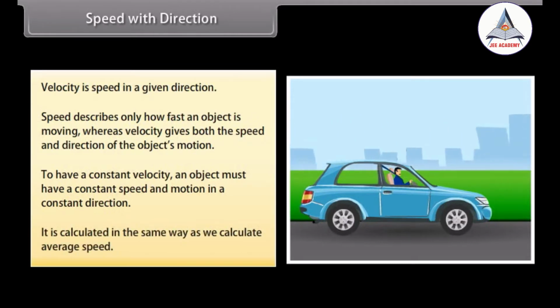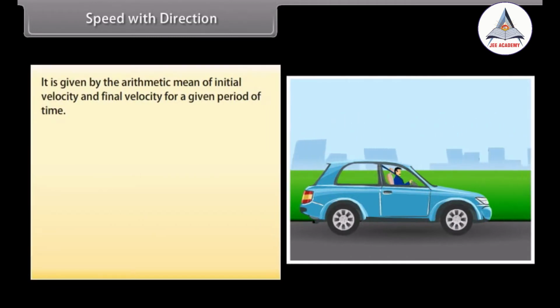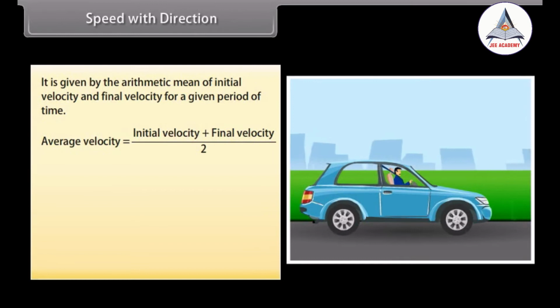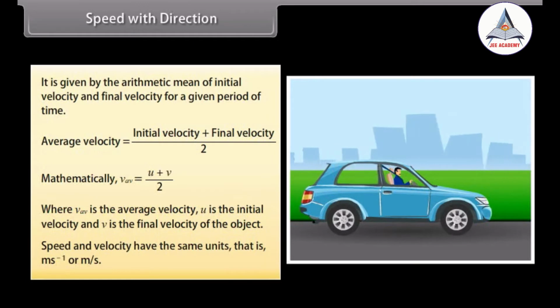It is calculated in the same way as we calculate average speed. It is given by the arithmetic mean of initial velocity and final velocity for a given period of time. That is, average velocity is equal to initial velocity plus final velocity divided by 2, where V_av is the average velocity, u is the initial velocity, and v is the final velocity of the object. Speed and velocity have the same units, that is, meter per second.